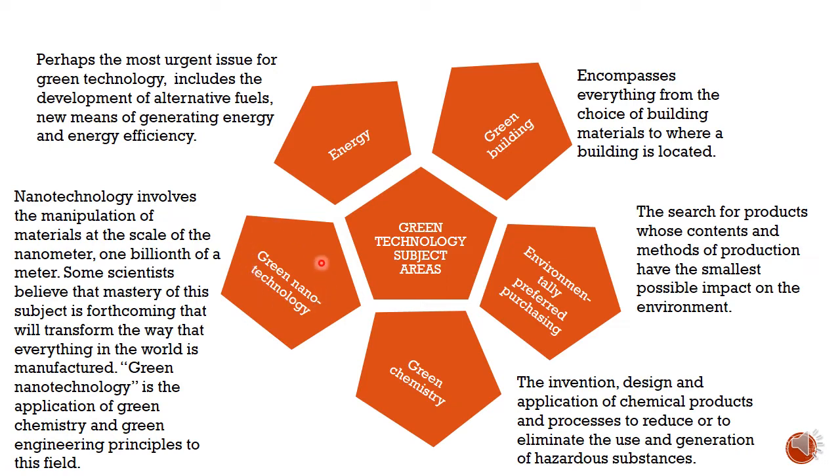The fourth one is green nanotechnology. What is nanotechnology? It is a manipulation of materials at the scale of nanometer or 1/1000th of meter. And some scientists believe that if we master this subject area, this nanotechnology, then we will transform the way everything in the world is manufactured. So better manufacturing, so greener manufacturing, by mastering this nanotechnology.